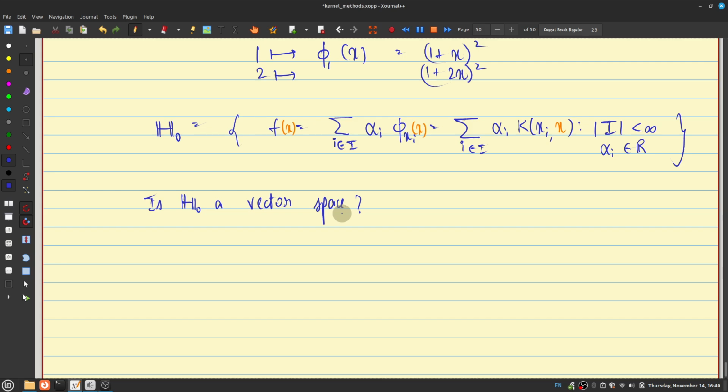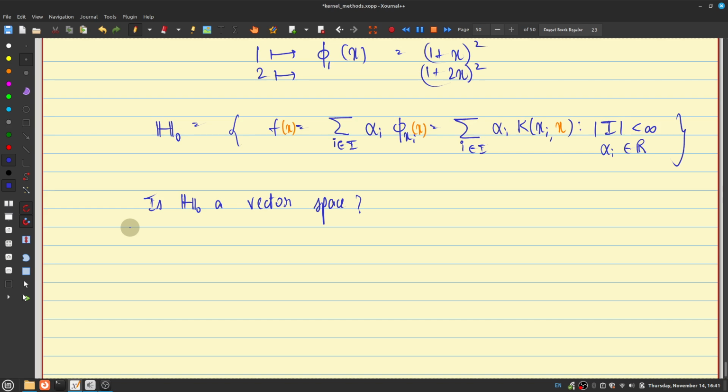What properties? It has a zero vector. But they're all linear combinations. Basically, all you need to verify is that it's closed under linear combinations, finite linear combinations. And by definition, it is closed under finite linear combinations, right? And the thing to keep in mind is that H0 is a subset of a larger vector space, which is the space of all possible functions on X, right?